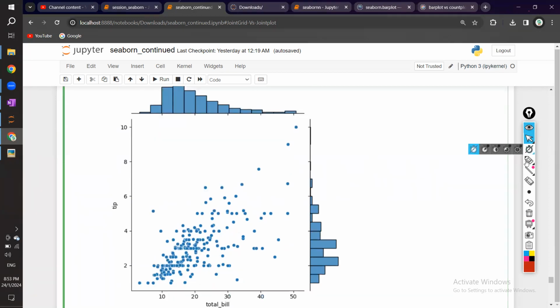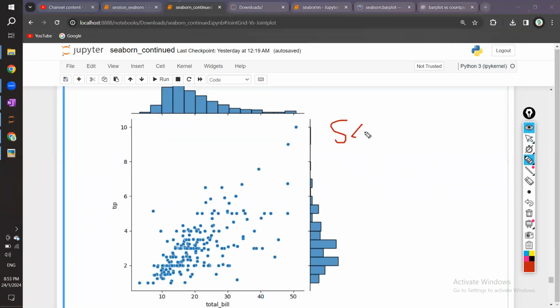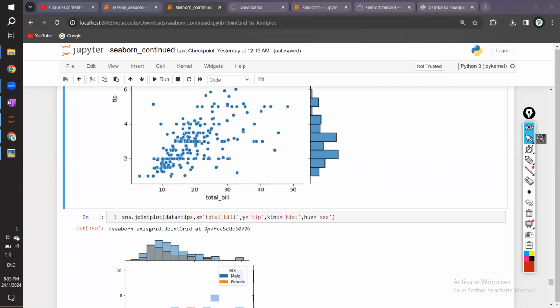Where it has a combination of scatter plus histogram. Okay, on top of these graphs it will give the histograms of the columns you have considered. Fine, and this will be scatter.